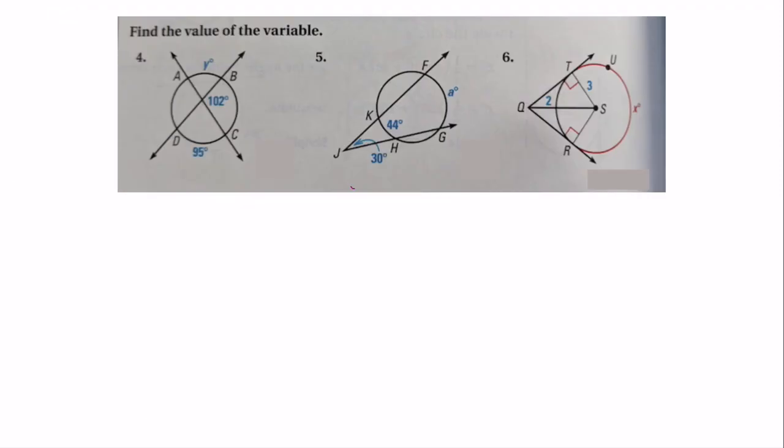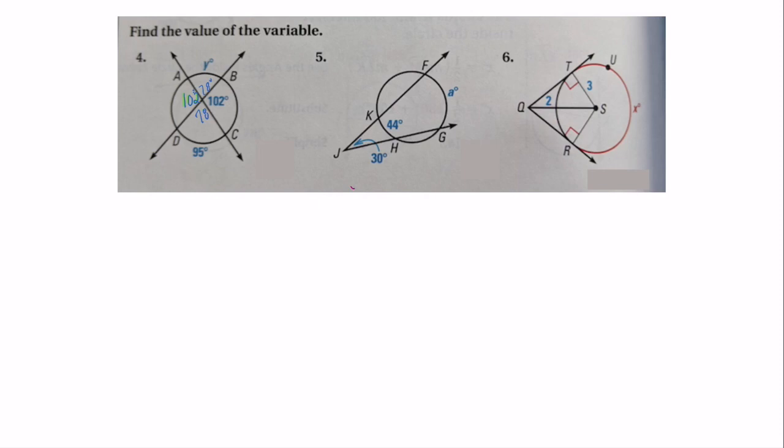So we need to find y, and they didn't give me that right there yet. But I can figure that out, because if this is 102, then that's 102 because they're vertical angles. And so this and this right here are supplementary. So if that's 102, then this has to be 78, right? Because they have to add up to 180.